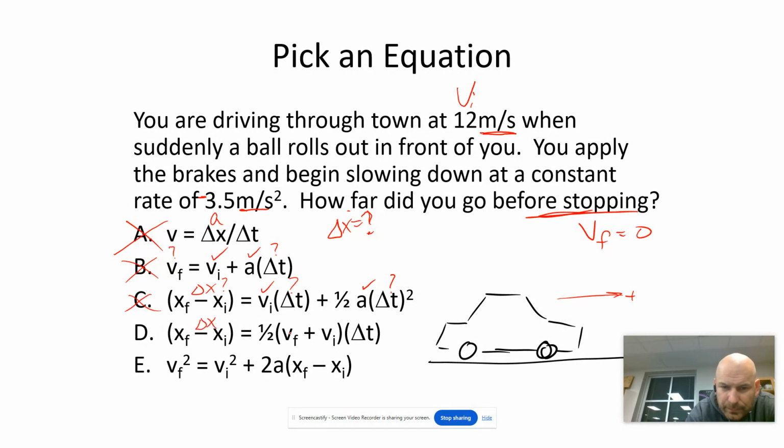Displacement, final velocity, I know. Initial velocity, I know. Two unknowns, time I don't know. So final velocity, I know. Initial velocity, I know. Acceleration, I know. Displacement, that's my winner.